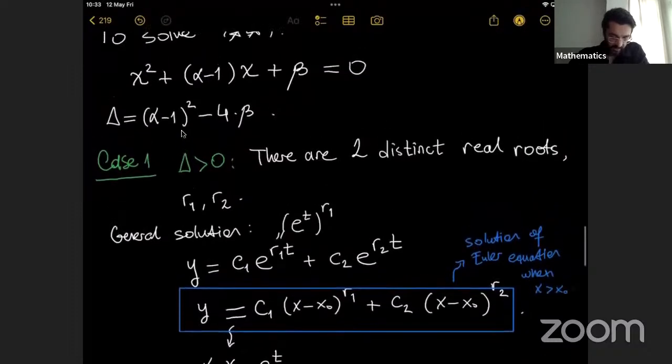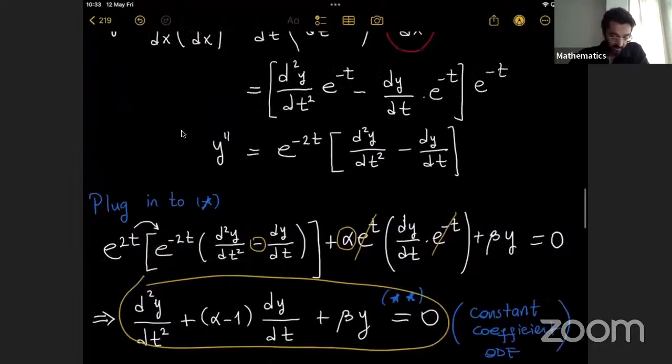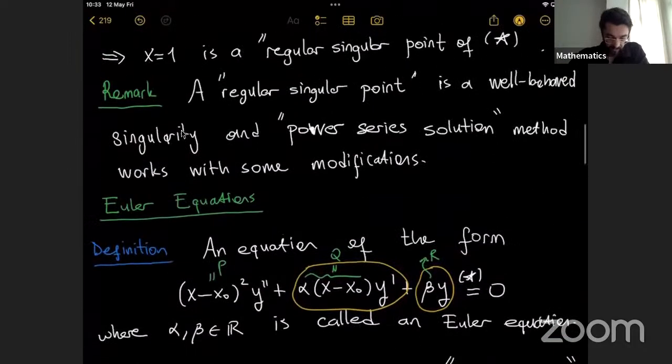R1 and R2 are basically the solutions of this characteristic equation. Here alpha and beta, remember, are the numbers coming from the original Euler equation.